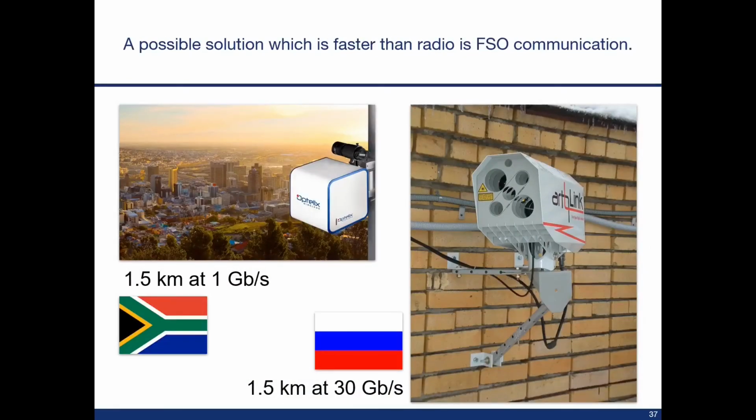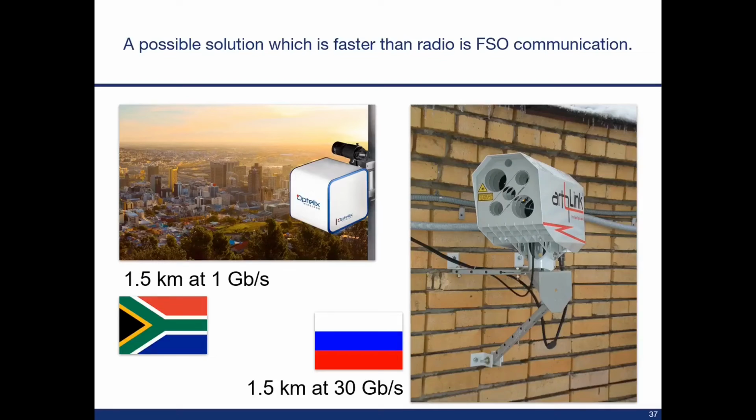Assuming fiber is too expensive to install over these long distances, a possible alternative to radio is free space optical communication. On the left is a South African system that supports 1 gigabit per second over 1.5 kilometers with very high reliability, and on the right is a Russian system that can do 30 gigabits per second over the same distance. FSO has been described as fiber without the fiber.